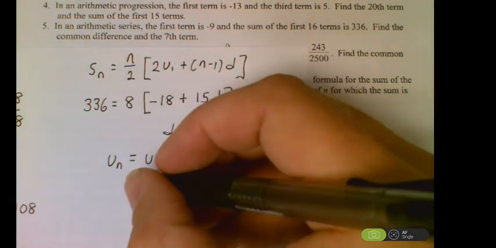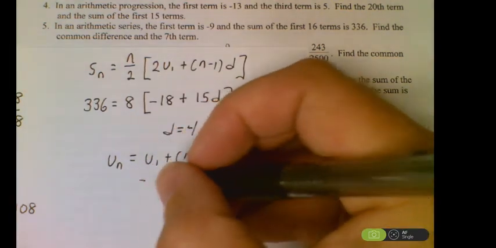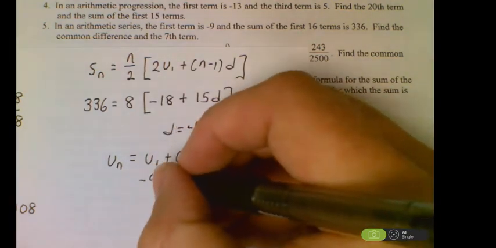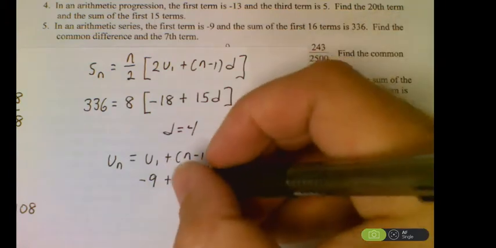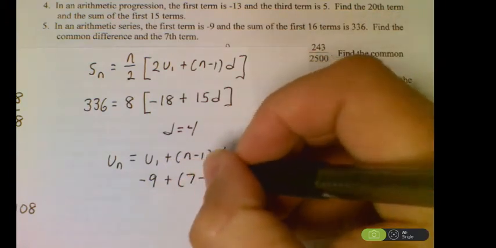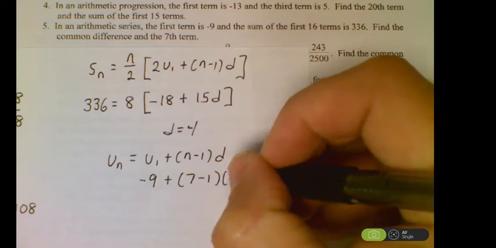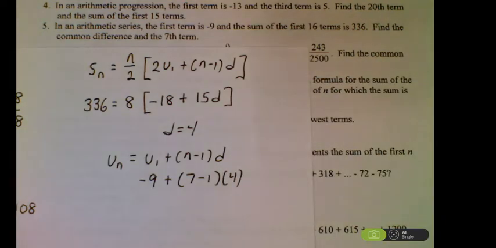And if you just clean that up, you should come out with the 7th term. So putting that one there, 7 minus 1 times the common difference. So a little cleanup on that should get you the 7th term.